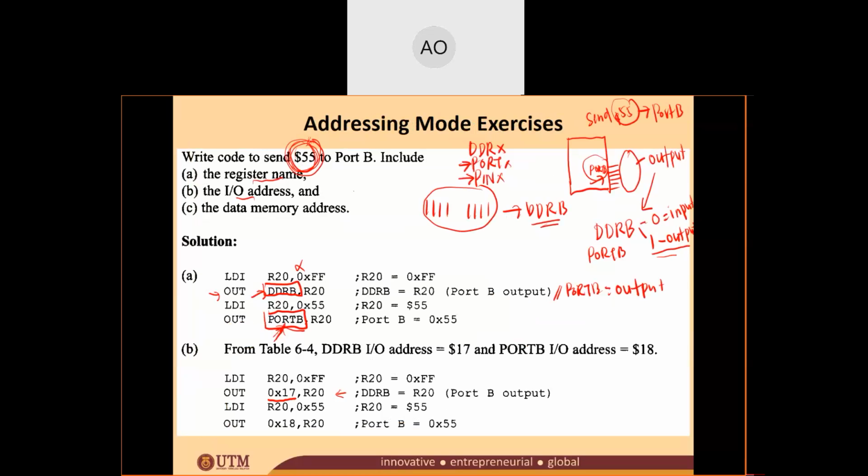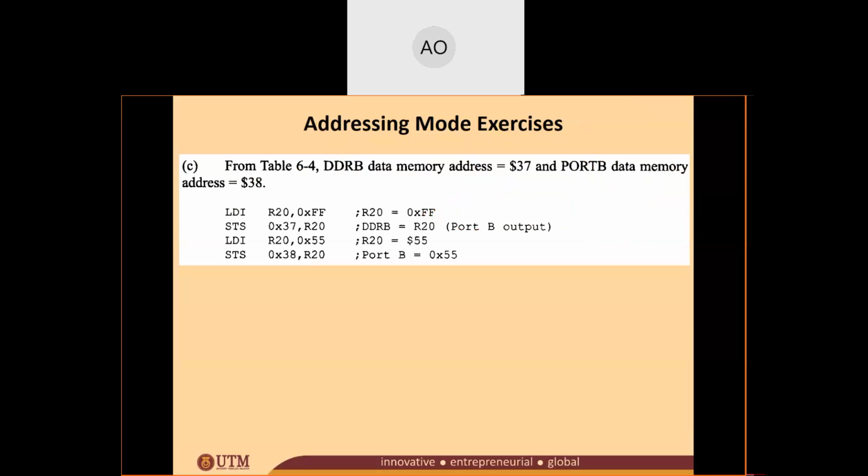So this is by using the IO address. Any question for the IO address? Every time you use the IO address or the IO register name, you can use the in or out instruction. Next, we're going to see the same process, but now by using the data memory addresses. Again, initialize your port B so that port B becomes an output port, and then after that, you can send out that value to your port B.